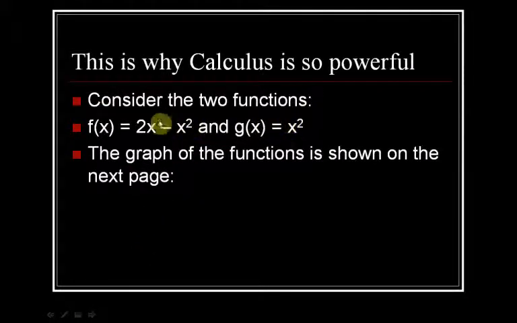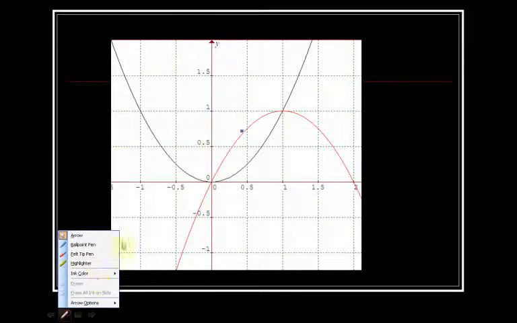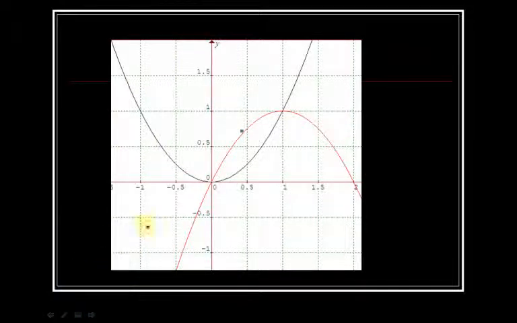Consider the two functions. You have f of x equals 2x minus x squared, and g of x equals x squared. The graphs of these functions are shown on this page. So here we have the graph of f of x equals 2x minus x squared. And of course, this is g of x, which equals x squared.